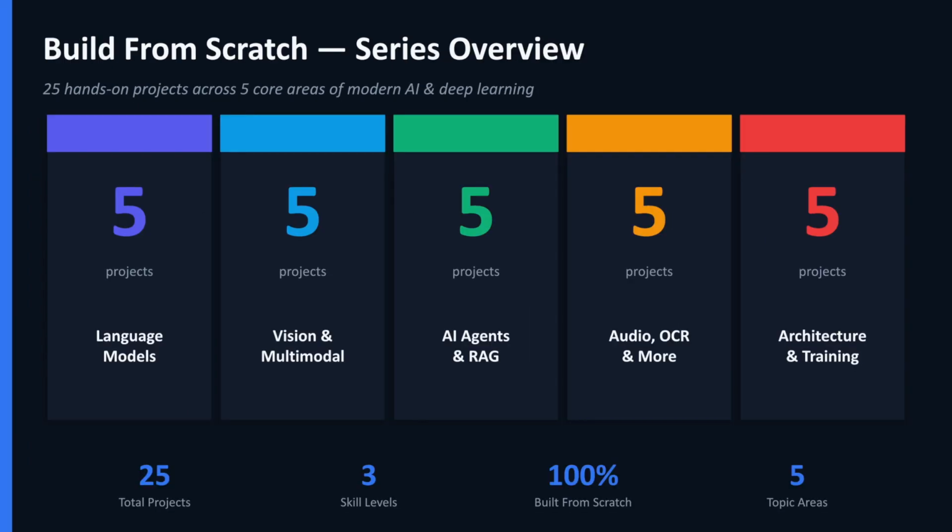The series is organized into five core areas of modern AI: language models, vision and multimodal, AI agents and RAG, audio, OCR, and specialized systems, and deep architectures and training. 5 projects in each area, 25 total. Every single one built completely from scratch, and at the bottom you can see what that means in numbers: 25 projects, 3 skill levels, and 5 topic areas, 100% built from scratch.